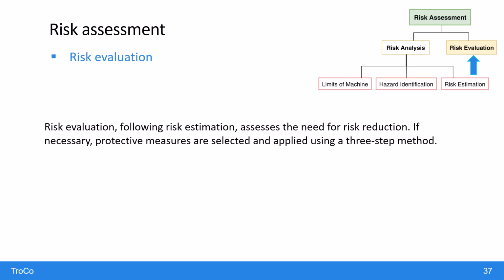Now let's move on to risk evaluation. Risk evaluation follows risk estimation to decide if further measures are needed. Using the three-step method, risks are reduced to the lowest practicable level while keeping safeguards compatible and maintaining usability. Risks can be compared with similar machinery, but this never replaces a full machine-specific risk assessment. For example, risks from a bandsaw used for cutting meat differ greatly from those for cutting wood. In the next section, the three-step method for risk reduction will be discussed.